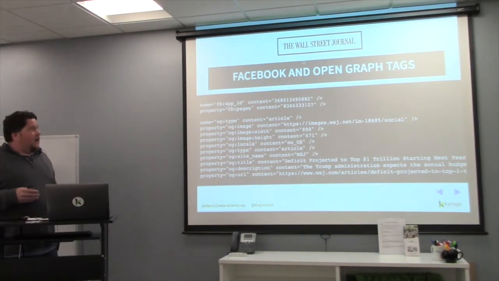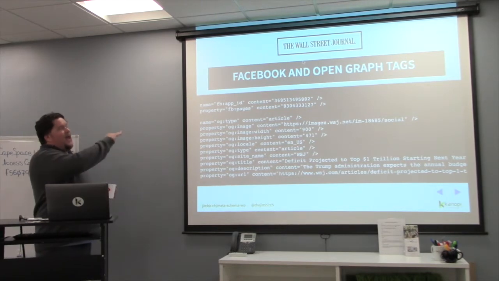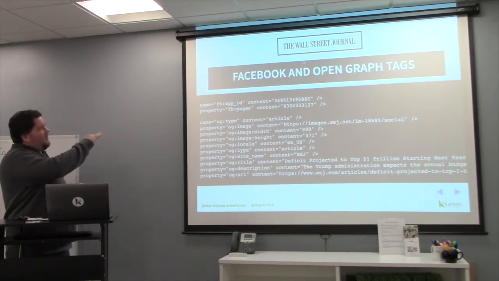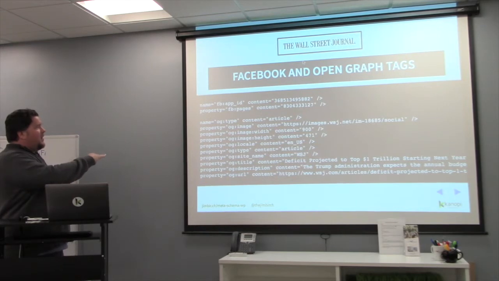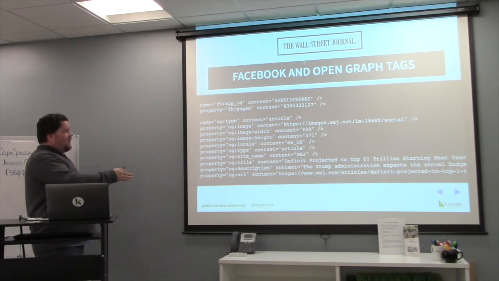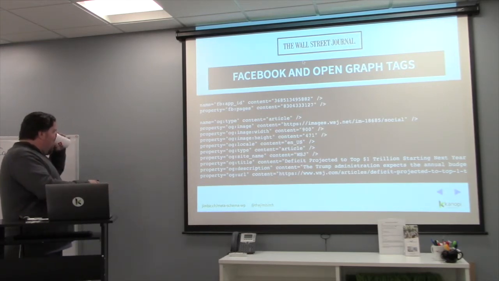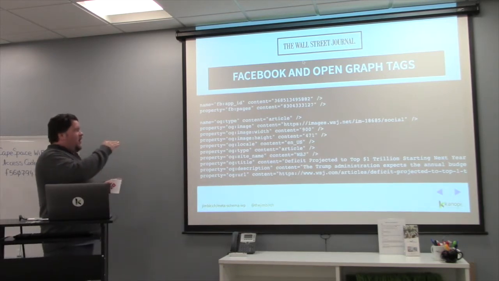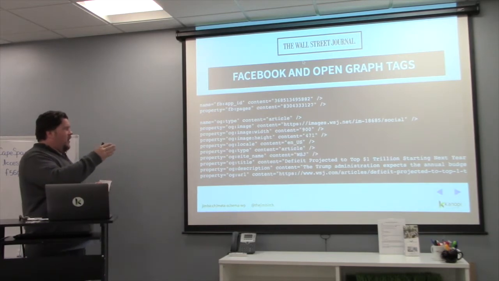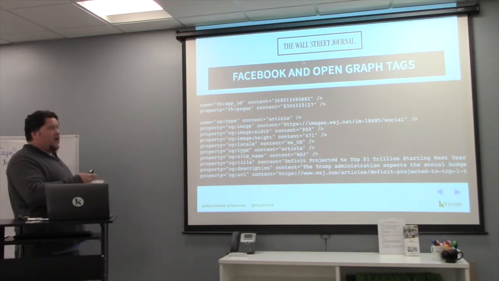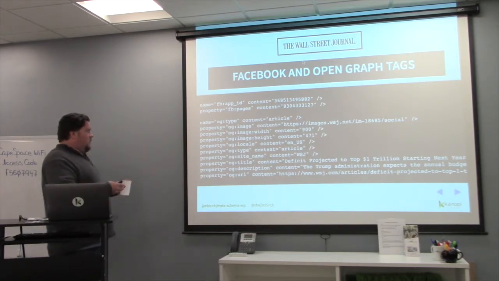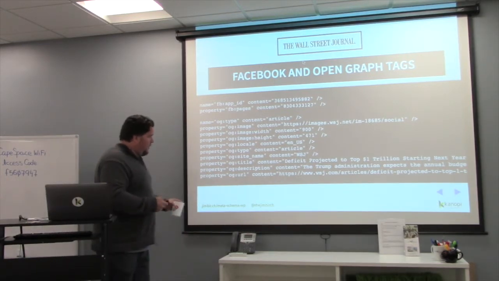They have their Facebook app ID and Facebook page IDs at the top. And then here are all their Open Graph tags. Which image, which type, it's an article, the image specifications, the width, the height, the locale. So if you change to the Canadian Wall Street Journal, you get different content there. The site name, the title, the description, the URL.